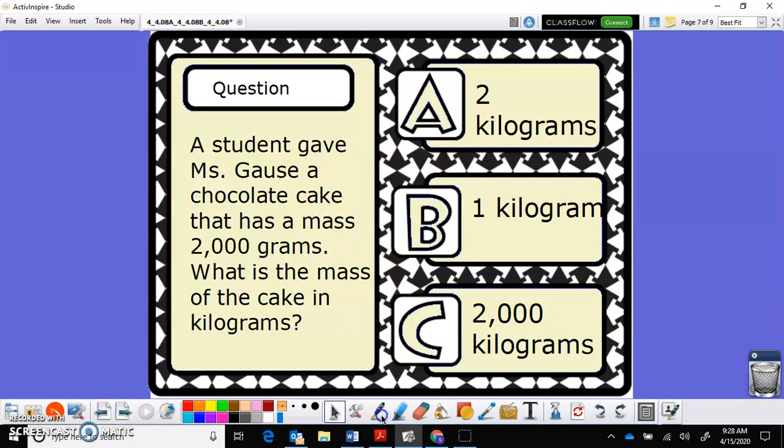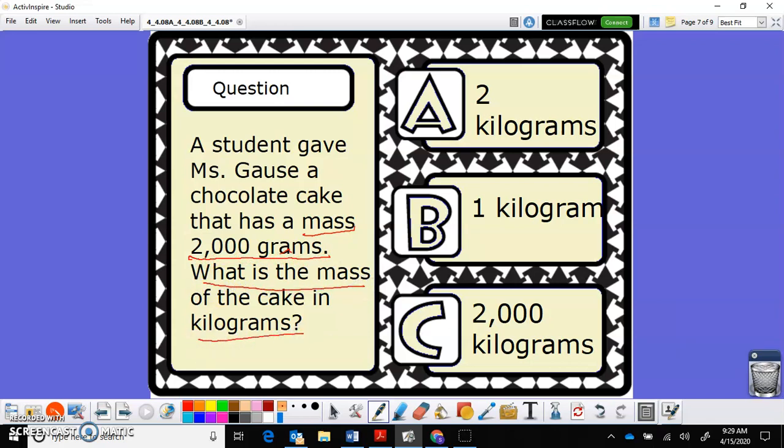All right, we got a couple questions here. A student gave Ms. Gauze a chocolate cake that had a mass of 2,000 grams. What is the mass of the cake in kilograms? So what we have here, looking at our important information, has a mass, means we're definitely looking at grams and kilograms, and it gives us the unit. It has a mass of 2,000 grams. What is the mass of the cake in kilograms?